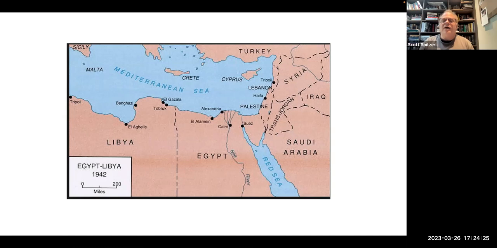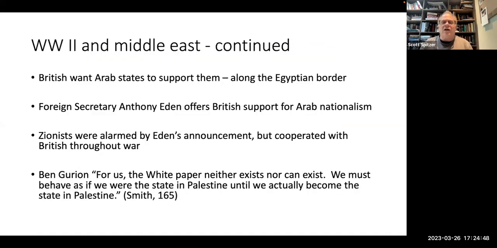Not only because of that, but Haifa is a site of an oil refinery, which was the major source of fuel for the British fleet, for oil that was sent by pipeline from Iraq into Haifa, where it's refined. Now, the British in World War II are seeking Arab support. They want the Arab countries to help them rather than the Germans along the Egyptian border.